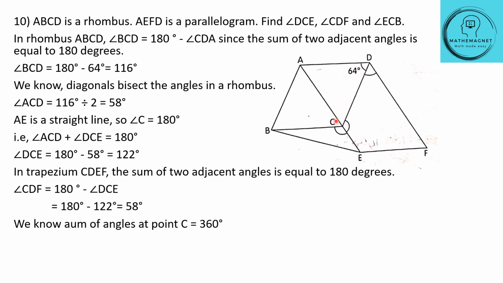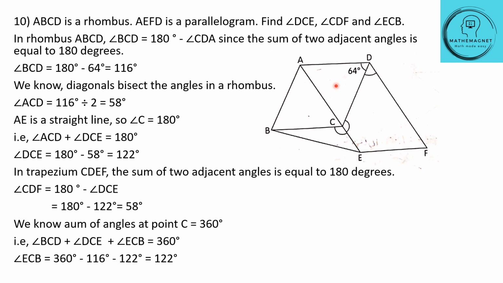Now we know the sum of angles at a point C will be equal to 360 degrees. We know BCD is equal to 116 degrees. We know DCE is equal to 122 degrees. Now we need to find angle ECB. So that is 360 minus 116 minus 122, which is equal to 122 degrees. So the third unknown angle ECB is equal to 122 degrees.